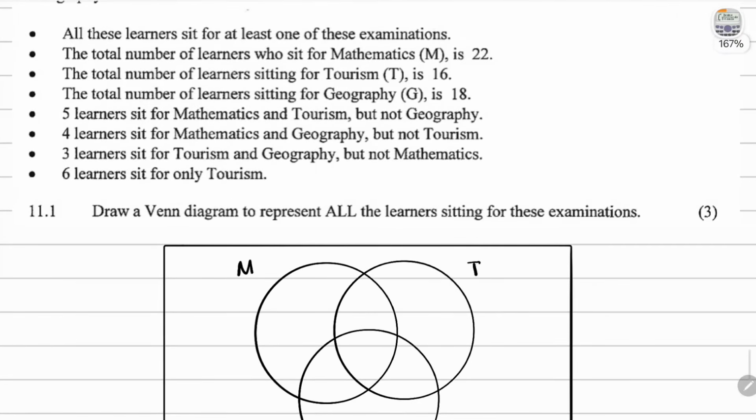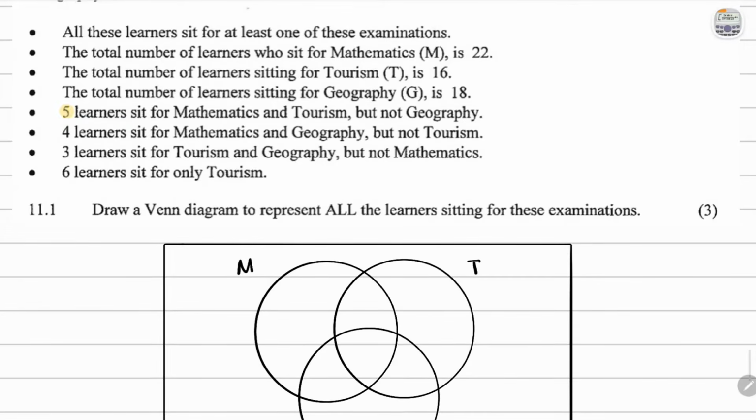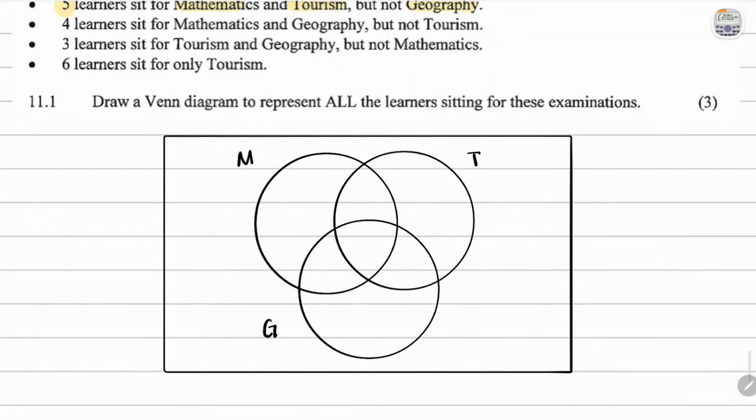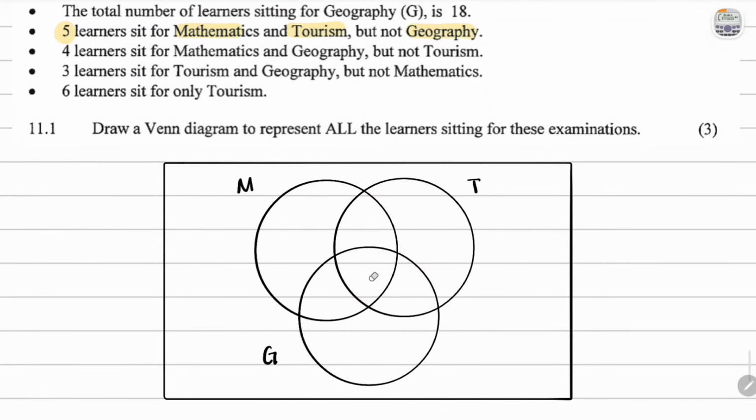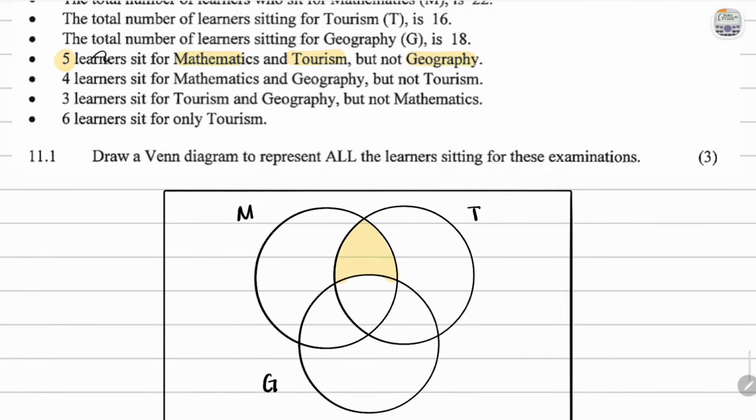So when working with Venn diagrams, you need to start from the intersections. So we'll start here where they say 5 learners sit for mathematics and tourism, but not geography. If they're saying mathematics and tourism, this would be the intersection of maths and tourism. But now they say not geography. So you would exclude everything belonging to geography in that intersection. So it will just be this part. And how many learners are there? It's 5 learners. Okay, so we have 5 learners over here.